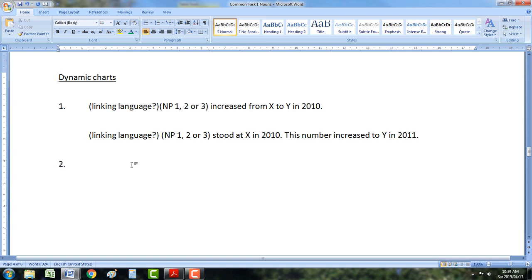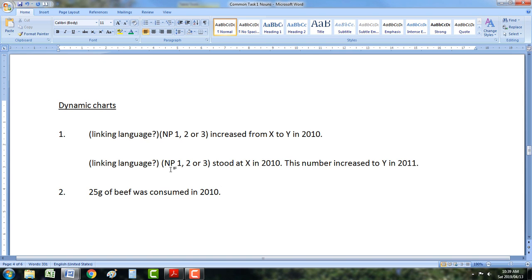So now the second one that I want to show you for dynamic charts is when we use noun phrase 4. Just like that. It's very simple. I teach it later because it's different. There is your main verb. In these, this is the main verb or that is the main verb. Here, this is the main verb. Then you could say same sort of thing. Again, we will put some linking language there sometimes.